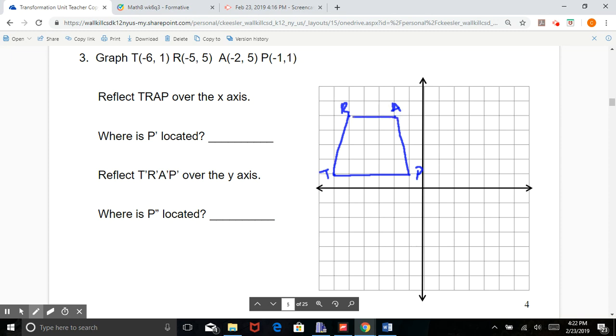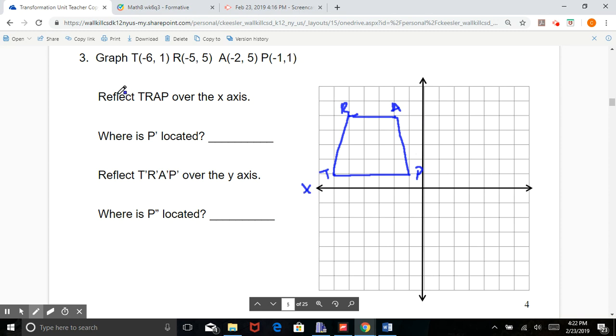Again, you should be using a straight edge to graph your points. Do it very neatly. Your graph should look much neater than mine. And it says to start by reflecting trap over the x-axis. Now, remember, this is the x-axis. So our image is going to be flipped over that line, upside down, producing the mirror image of the trap you now see.